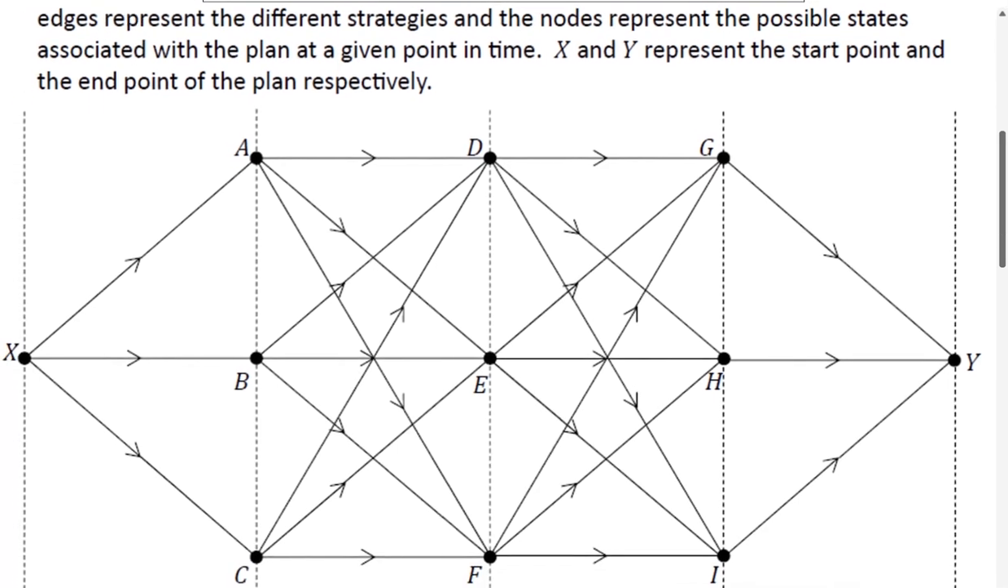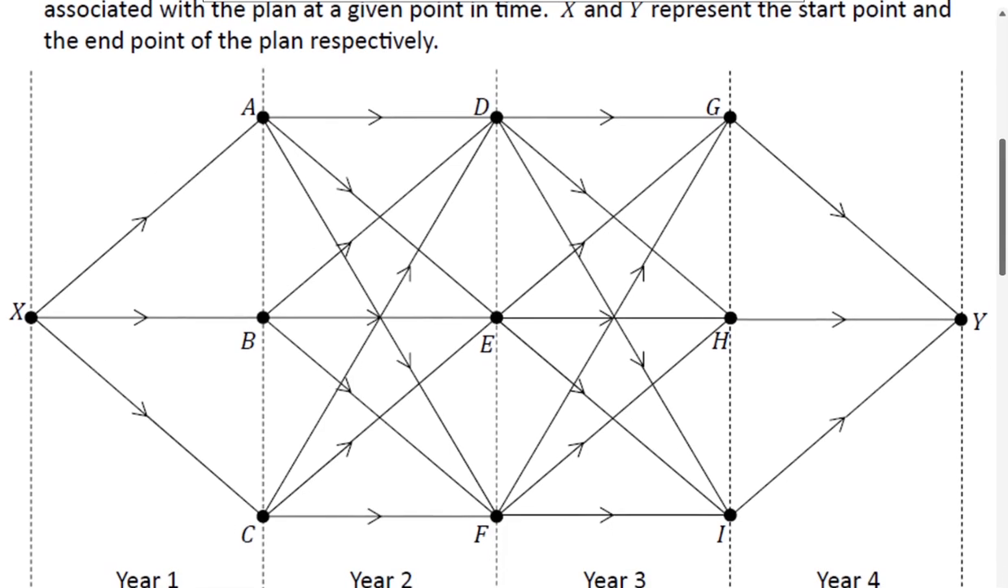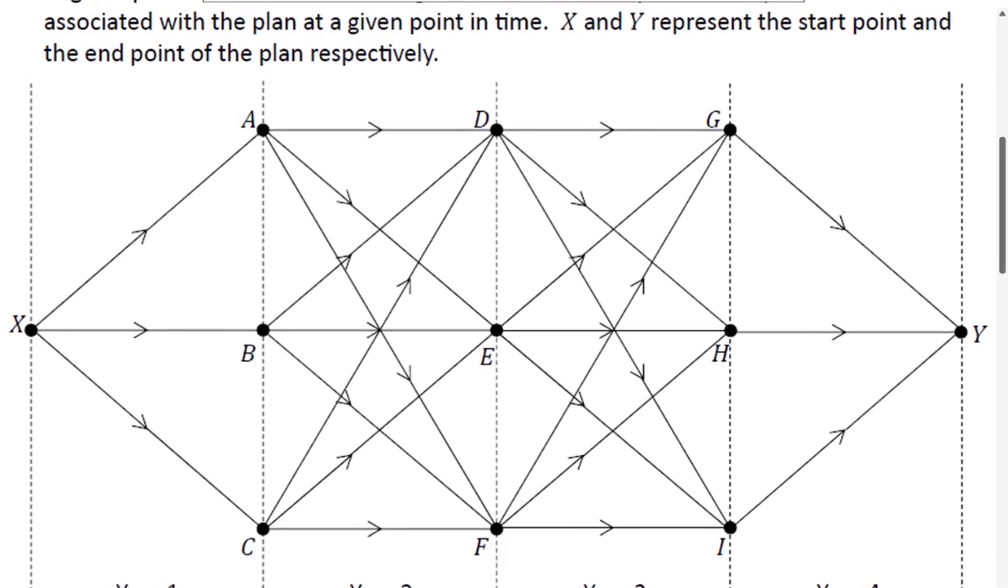So the nodes are kind of where we are in our 4-year plan, with X being the starting point and Y being the finishing point. And I guess the idea is that we are going to find the most profitable route from X to Y, depending on what the plans are. Now, immediately we see those dotted lines there, there's 5 of them. That means that we've got 4 stages. And when we see a graph like this, we have stages 4, 3, 2, and 1.